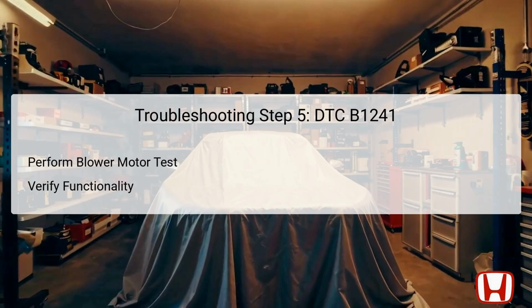Next in the troubleshooting hierarchy, conduct a functional inspection of the blower motor. Prepare for this step by ensuring that the power transistor connector remains disconnected, allowing safe testing without feedback interference. Use a jumper wire to connect the power transistor's terminal number 4 to the vehicle's body ground. Then turn the vehicle ignition to the on mode.